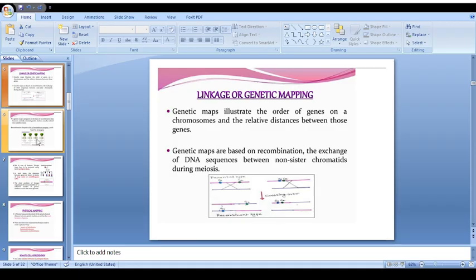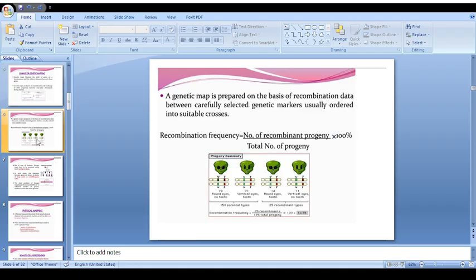A genetic map is prepared on the basis of recombination data between carefully selected genetic markers, usually ordered into suitable crosses. Here is the recombination frequency: the number of recombinant progeny into 100 divided by the total number of progeny we consider.